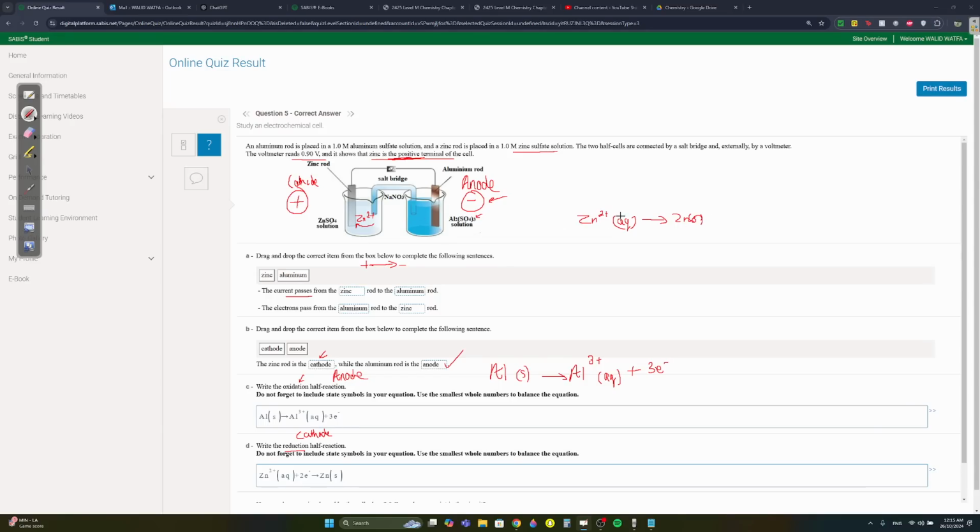How do I balance this out? Zn2 plus to get Zn. You have here 0, here I have plus 2. I need to subtract by 2. How do I subtract by 2? I add 2 electrons.